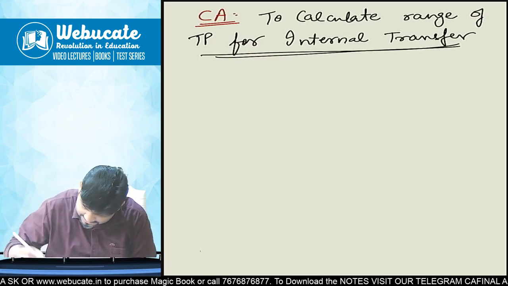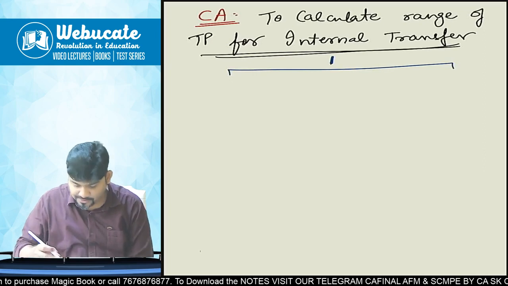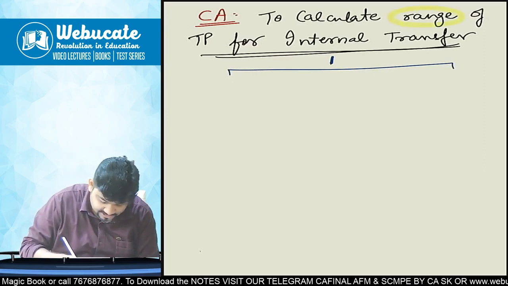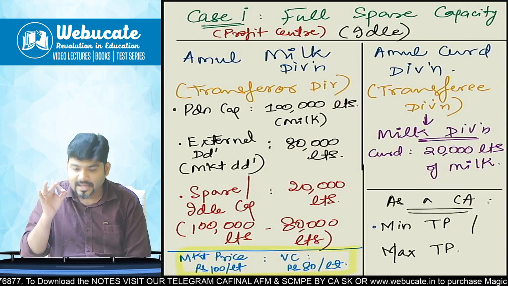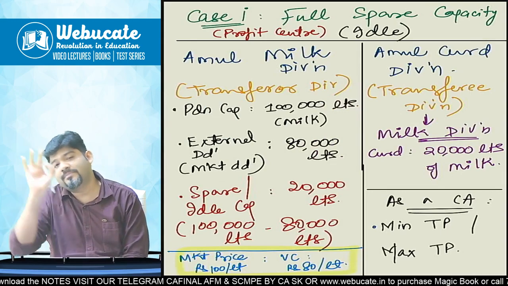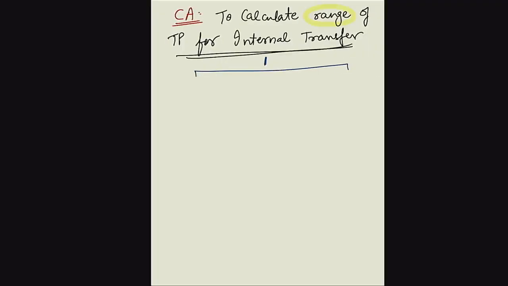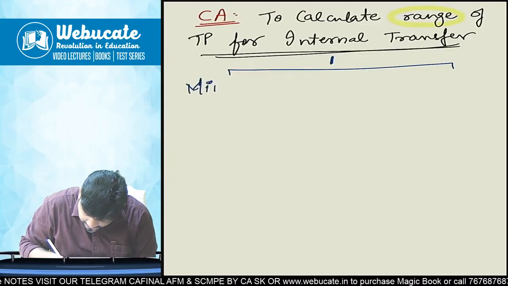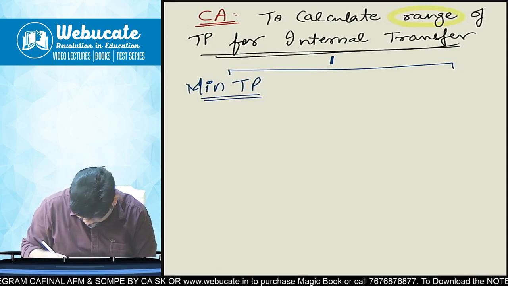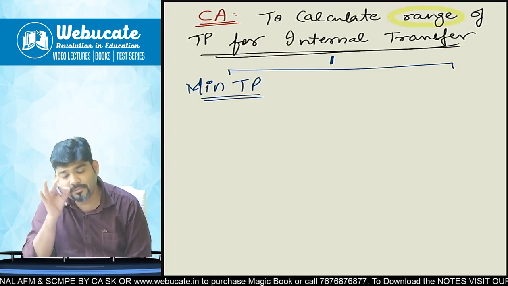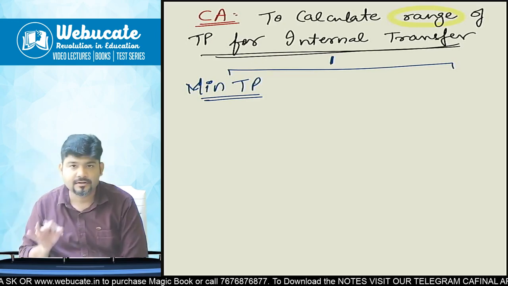Okay, sure, let's start. Your role as a chartered accountant is always to calculate the range. What should be the minimum transfer price that has to be recovered, and what is the maximum transfer price that can be charged? That basically is called a range, and that's what we are going to calculate. First, we need to calculate the minimum transfer price, which means the minimum amount that we will recover from the transferee division.